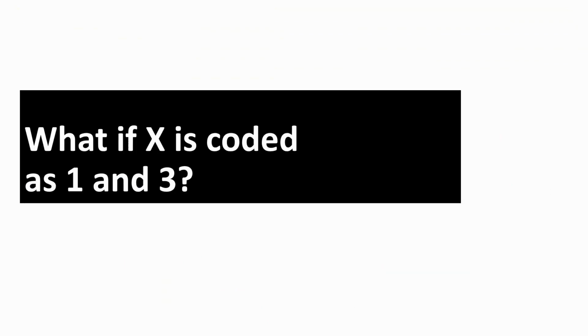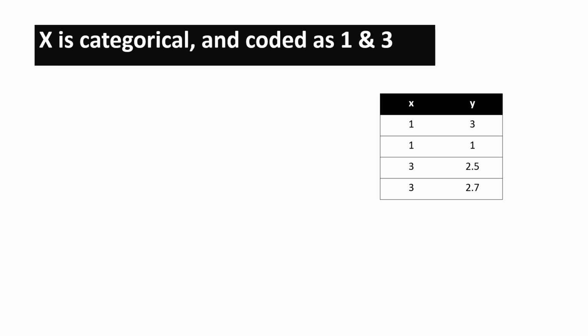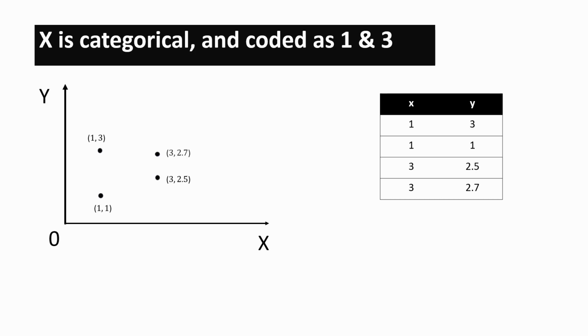Okay, you might have a question: we used 1 and 2, so what about 1 and 3? You can code it as 1 and 3, and let's see what happens. You can plot it again, 1 and 3. You can get another linear model statement here. As you can see, this linear model statement is totally different from the previous one, in both the intercept and the slope.